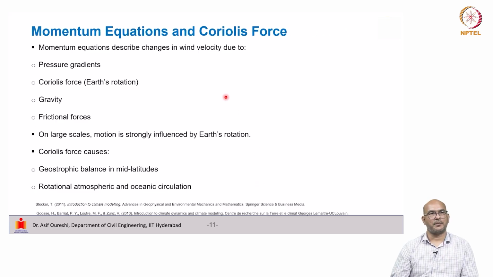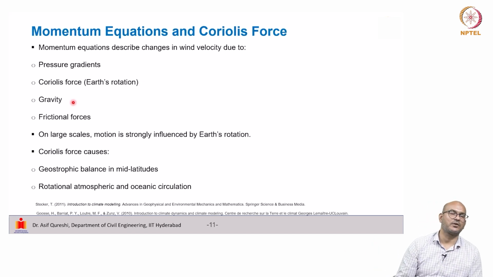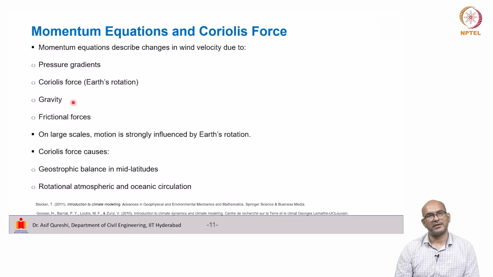So, for example, the momentum equations will describe changes in wind velocity. This would be due to pressure gradients. Of course, wind will move from a high pressure to a low pressure system. Then there is the Coriolis force, which will try to deflect the wind directions. Other forces acting on the wind would be gravity and also the frictional forces at the surface.